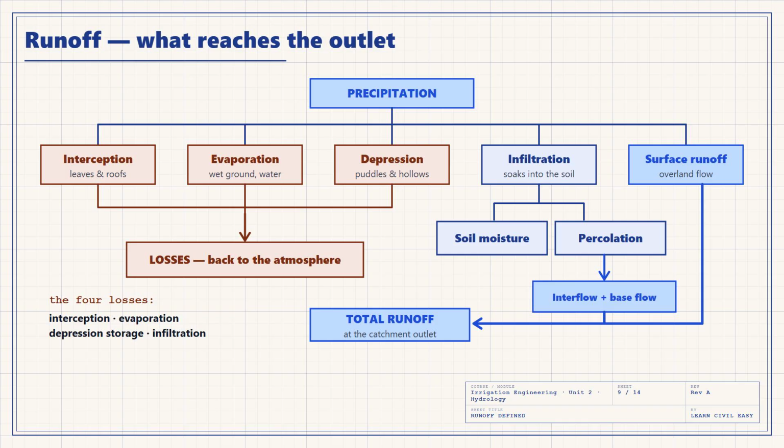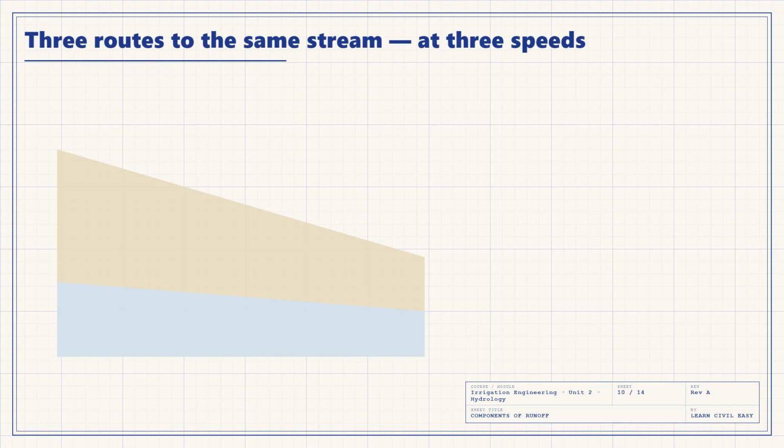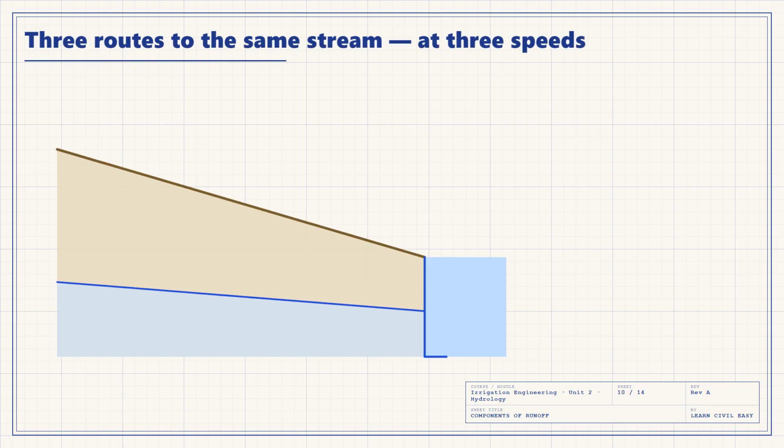Those first four are the losses: interception, evaporation, depression storage, and infiltration. Learn that list of four. And what survives them, plus the water that comes back later from underground, is the total runoff measured at the catchment outlet. Water reaches the stream by three different routes, and the difference between them is speed.